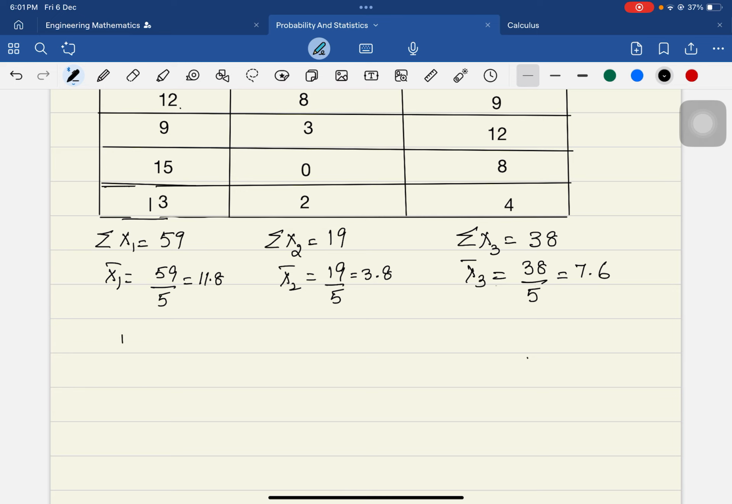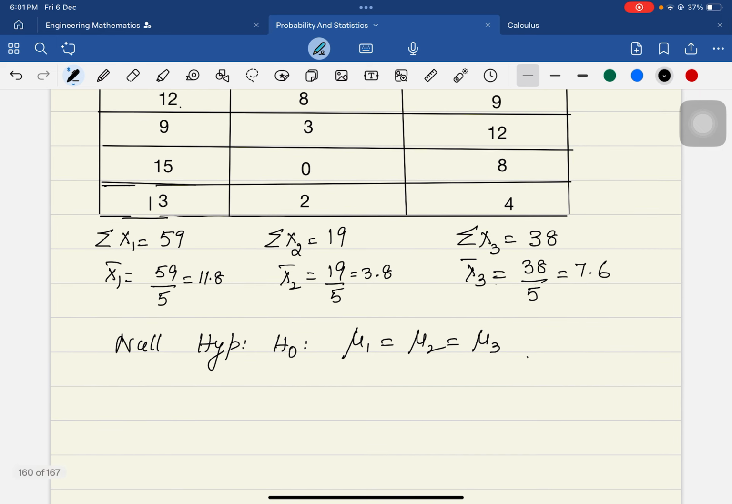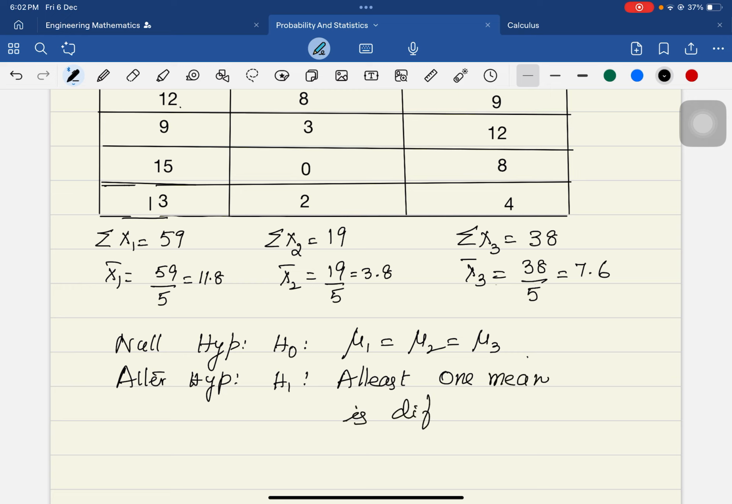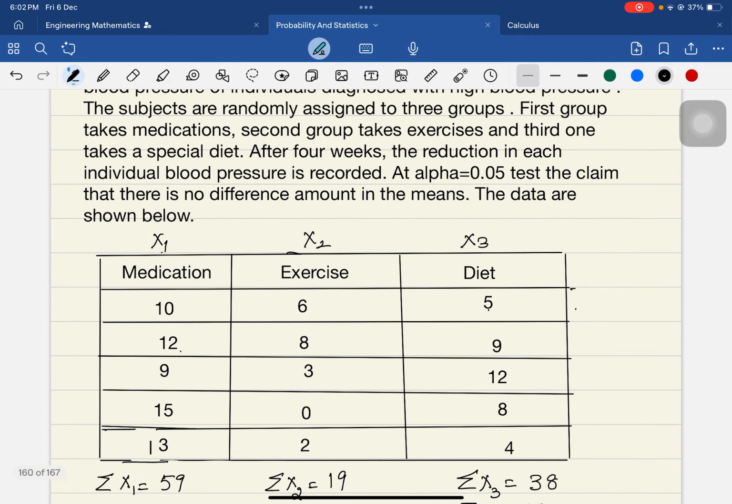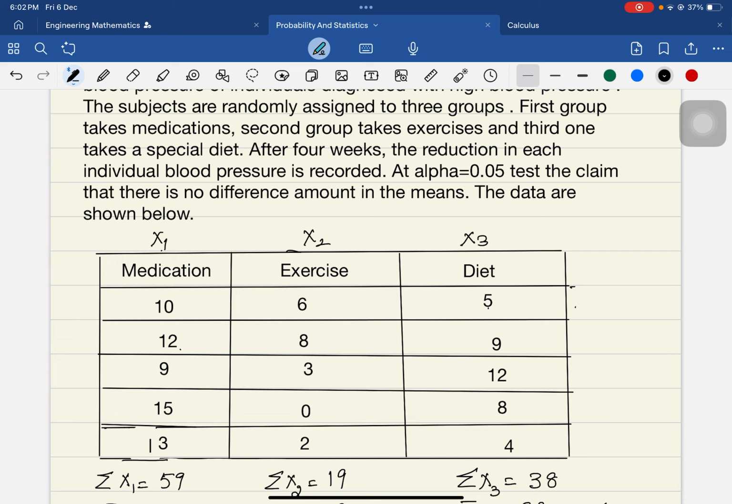Now what do we do? What is the null hypothesis according to the F test? All the means of the different groups are the same. Because there are three groups, we write mu1 is equal to mu2 is equal to mu3. And the alternate hypothesis says that at least one of the means is different than the others. So this is the alternative hypothesis. We are going to give the conclusion whether there is any difference among the means or not, and we are going to verify.